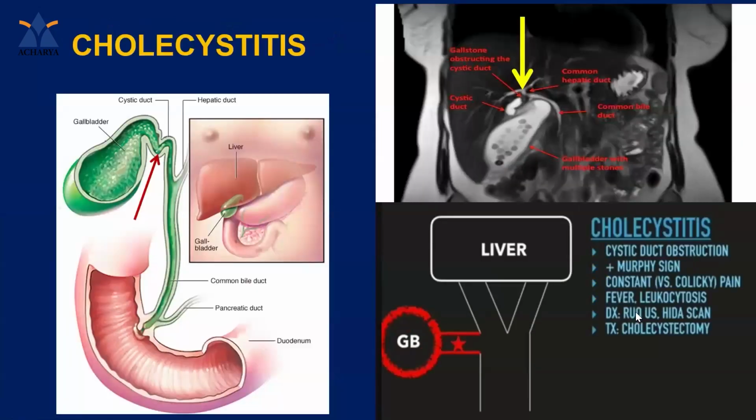The another one is cholecystitis. What is cholecystitis? It means obstruction in the cystic duct. You can see a lot of stones obstructed in the cystic duct. So here the remedy is to remove the gallbladder. In the MRCP sequence, it shows a lot of stones, and at the same time the cystic duct is obstructed by a stone, and the gallbladder is distended.